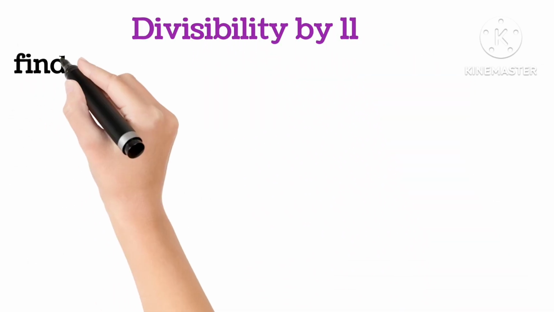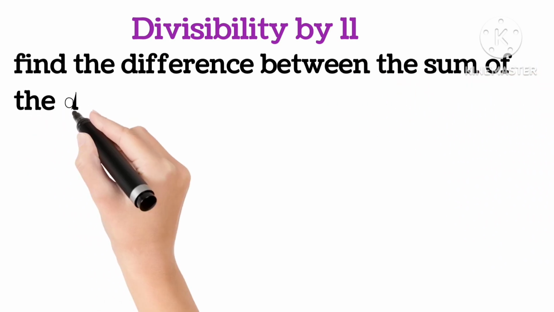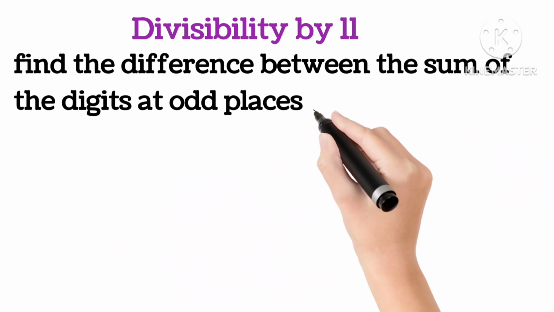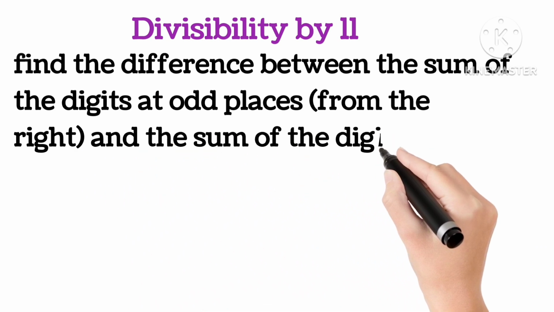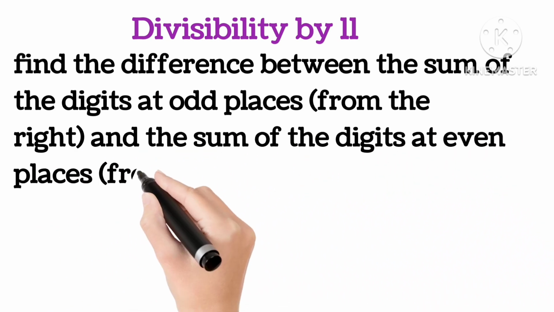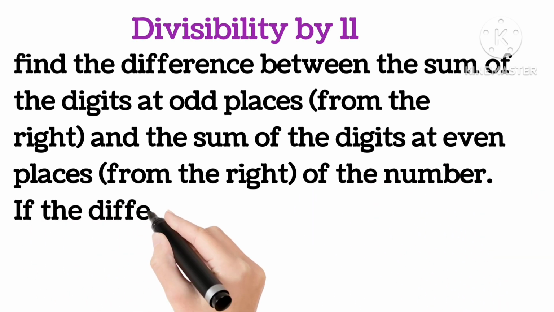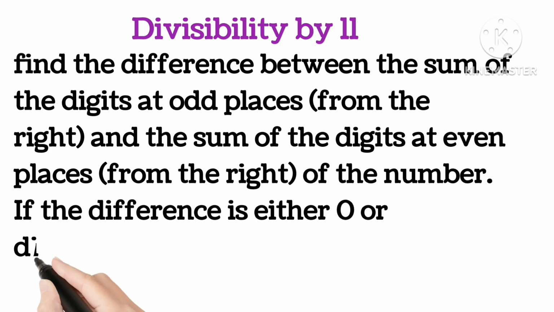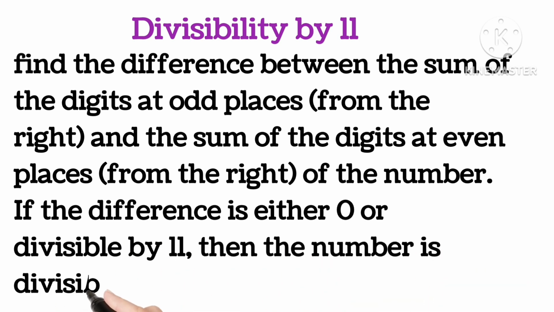Divisibility by 11. The rule for divisibility by 11 is to find the difference between the sum of the digits at odd places from the right side and the sum of the digits at even places from the right side. If the difference is 0 or divisible by 11, then the number is divisible by 11. Let's take an example.